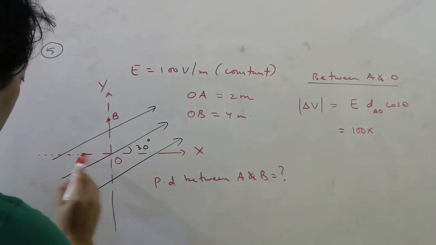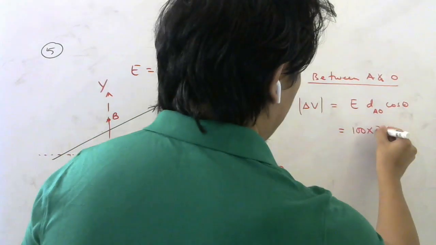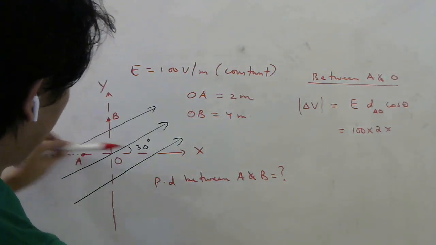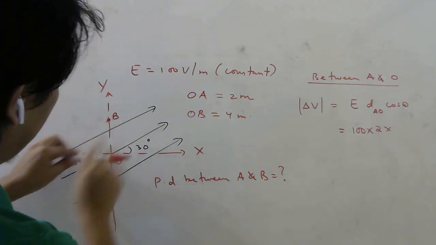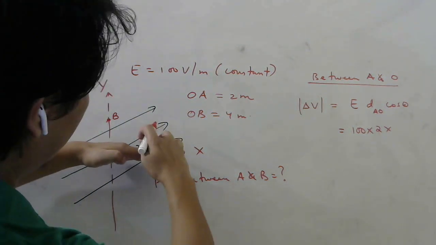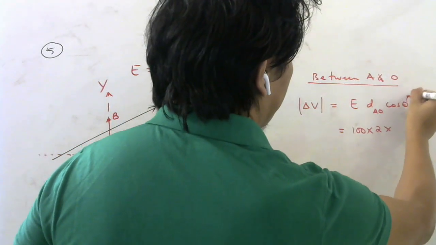Distance between A and O. This is A and O, which they have given as 2 meters. And theta is the angle between this displacement and the electric field. So this distance is along the x-axis, right? And this is 30 degrees. The electric field is here, na? So this theta will be 30 degrees.